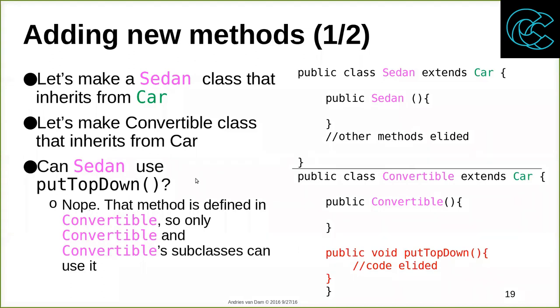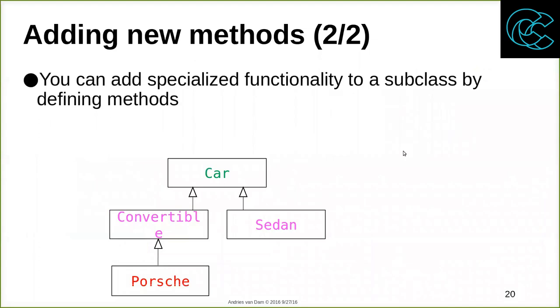This is a question, but I think it's pretty straightforward. You have your convertible class, and within it you have defined a method called putTopDown. Now the question is, can sedan's object use putTopDown? That is not possible because putTopDown is exclusive to convertible. It is not part of the car, and hence it's not accessible for sedan. To summarize, you can add specialized functionality or new methods to the subclass. That is generally the case because there should be some differences between the superclass and the subclass, and these new methods express those differences. If you do not have any new methods, then you should consider dropping the subclass.